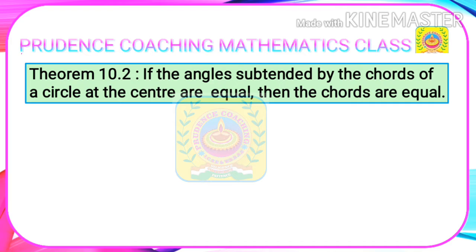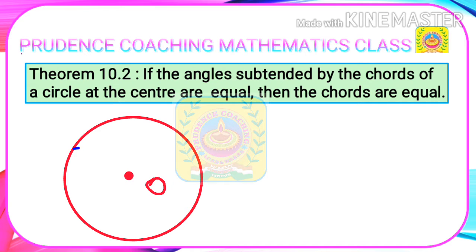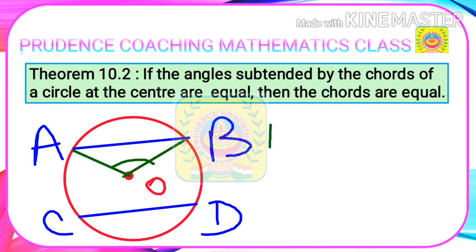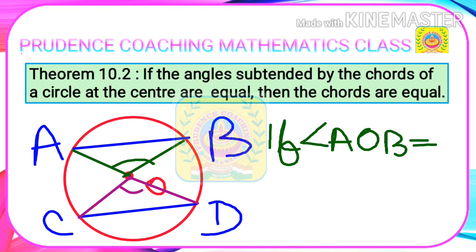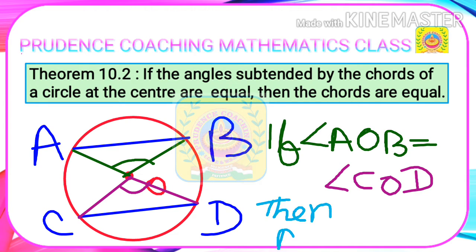The reverse of theorem number 1 is theorem number 2, that is, if the angles subtended by the chords of a circle at the center are equal, then the chords are equal. So let's see a diagram to clear our concept. According to this theorem, if the angles AOB and COD at the center are equal, then the corresponding chords are equal, that is AB is equal to CD.